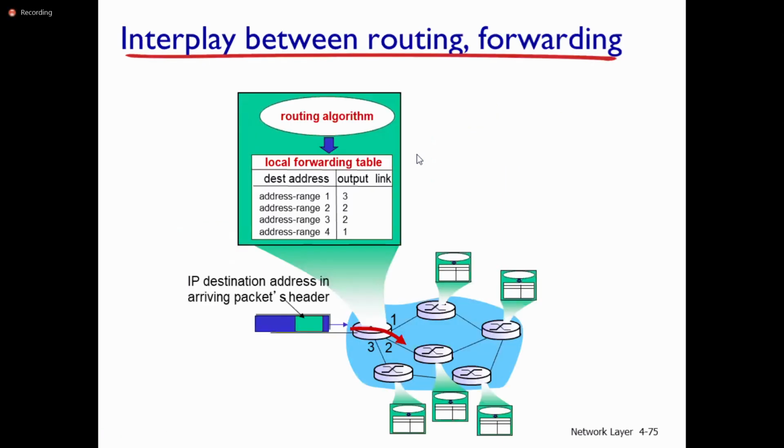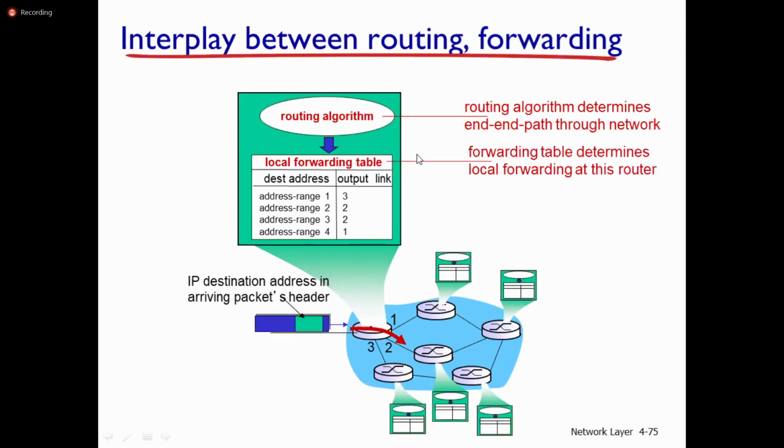Now, the interplay between routing and forwarding. As we know already, the routing algorithm determines the end-to-end path through the network. End-to-end means source to destination. But forwarding determines local forwarding at this router. Based on the address range, the incoming packet is handed over to an output link. If it is address range 1 in this scenario, it is handed over to output link 3. If it is address range 2, hand over to the second output link. Range 3 is also handed over to the second output link. If the address range is 4, hand over to output link 1. So this is about forwarding.